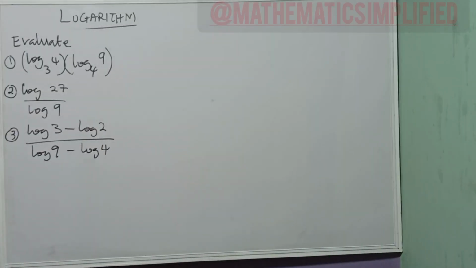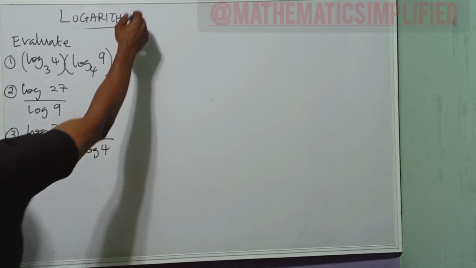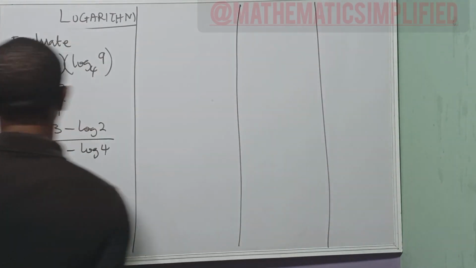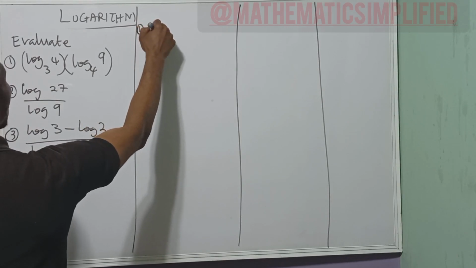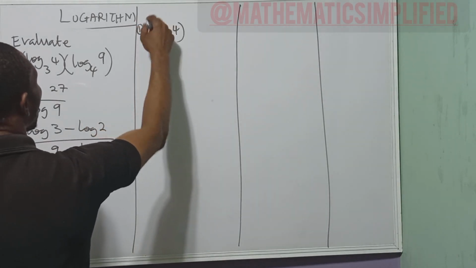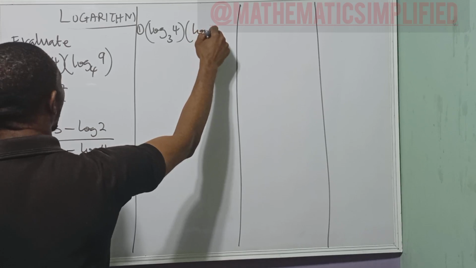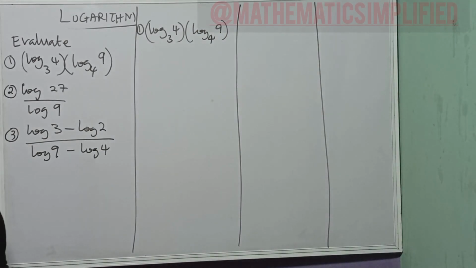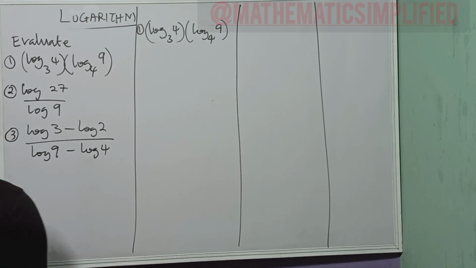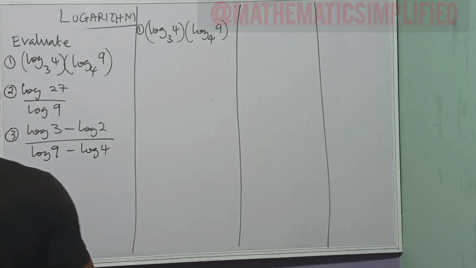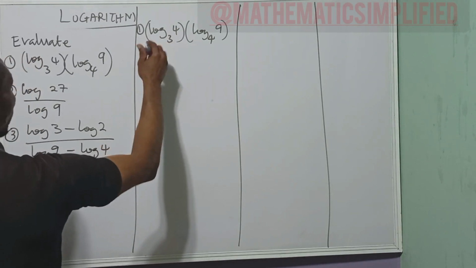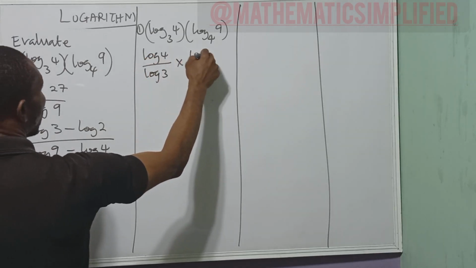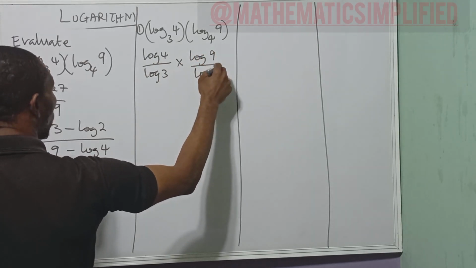Our next set of questions says evaluate the following. In evaluating this, we have our first question as log 3 4 times log 4 9. Now for us to evaluate this, we will use the change of base formula. This will become log 4 over log 3 times log 9 over log 4.